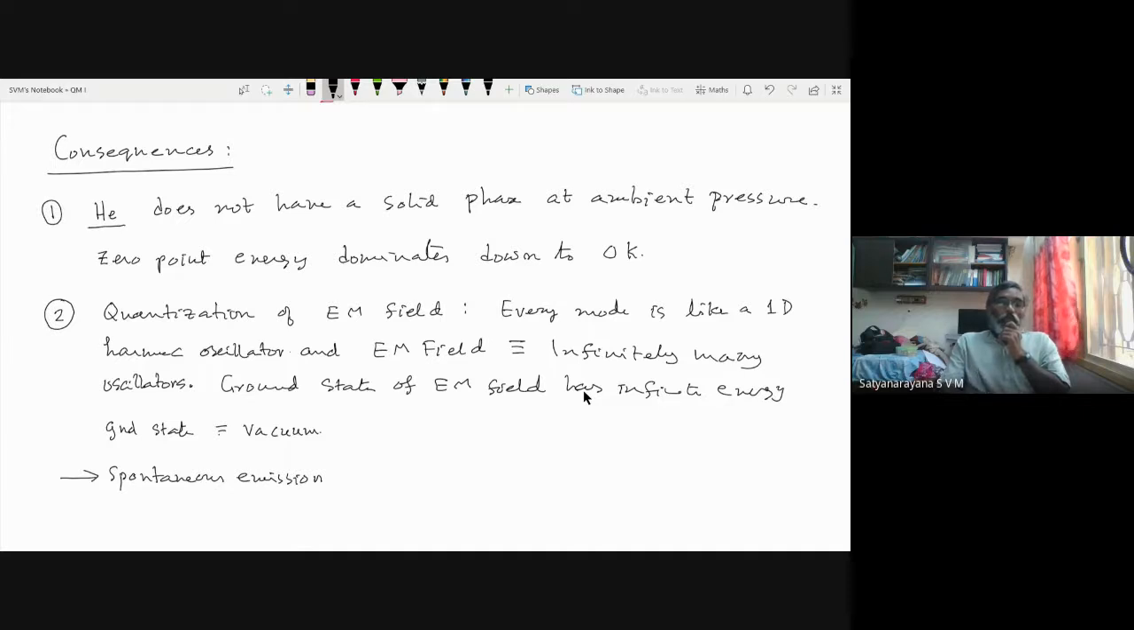Okay, and there is a more direct, experimental evidence of this, which is called the Casimir effect, where one can actually see experimentally, in a laboratory, the effect of these vacuum fluctuations. So the Casimir effect or Casimir forces is an evidence that there is this infinite energy in the ground state.